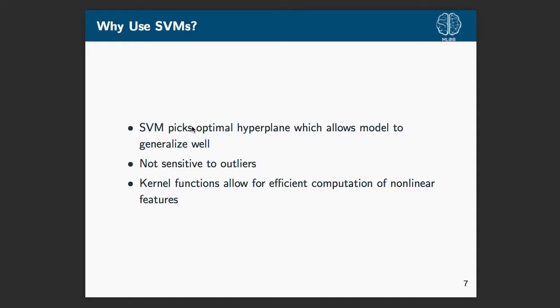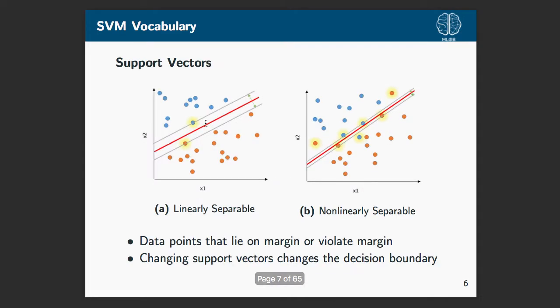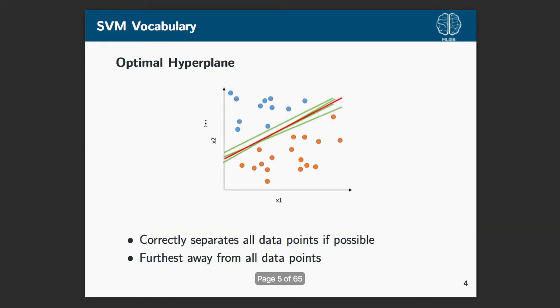So why are we using SVMs in the first place? SVMs pick the optimal hyperplane, which allows the model to generalize well. So for example, in this example, you can see that, let's say we pick this green line to be our decision boundary, right?